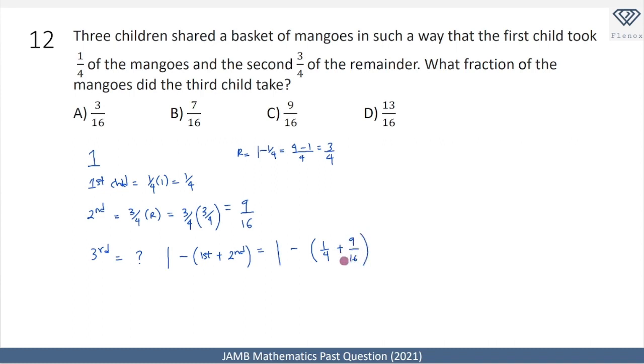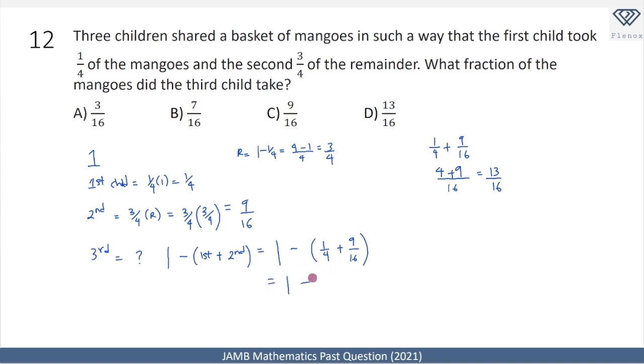So let's try to simplify what we have in the bracket over here. So I will quickly do that over here. We have 1/4 plus 9/16. The LCM is going to be 16. 16 divided by 4 is 4 times 1 is 4. And 16 and 16 is 1. 1 times 9 is 9. And 9 plus 4 is what? 13/16.